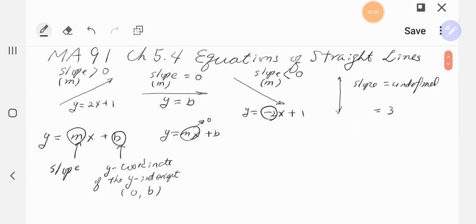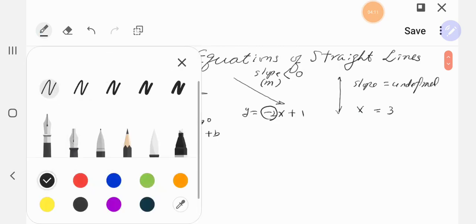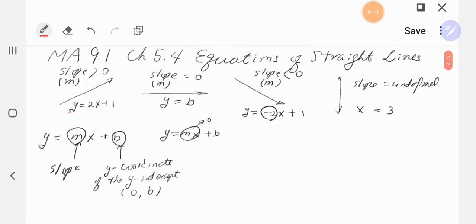So there are four types of straight lines, and for each line there is an equation that represents the line. Please make sure that if the right end is going up, then the slope is positive. If it's a horizontal line, the equation is y equals the y value. The slope is negative if the right end is going down. And for a vertical line, the equation is x equals, not y equals.